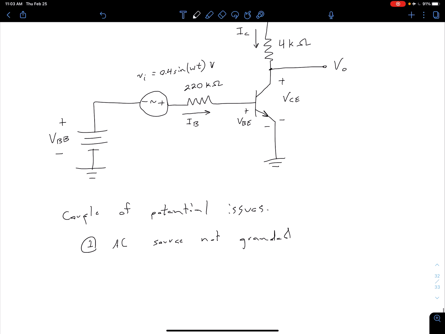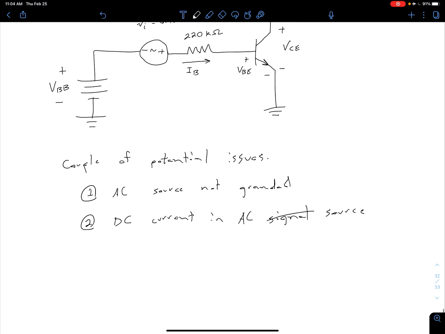And our second potential issue is our DC base current, which is coming from this VBB, is passing through our AC source. So DC current in the AC source. That's not necessarily going to be a problem, but there are definitely cases where that is not desirable.